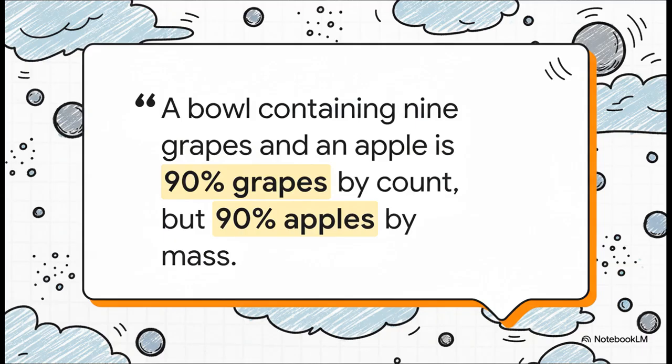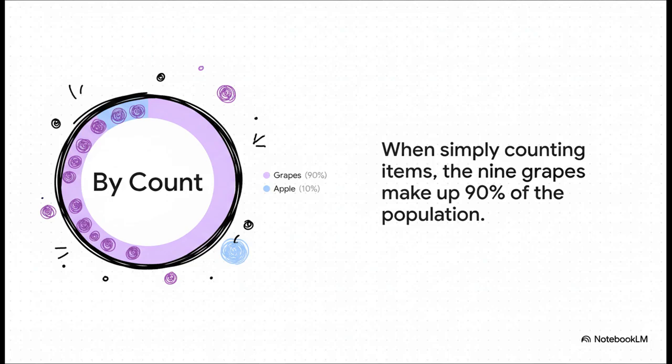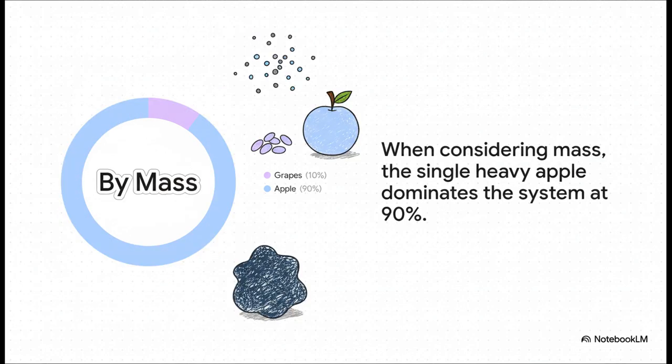Let's actually see what this looks like. So, if we're just counting items, it's dead simple. There are 10 things in the bowl. 9 of them are grapes. So, 90% grapes. By count, this bowl is overwhelmingly full of grapes. But now, look what happens when we change our perspective to mass. That one heavy apple totally dominates the system. The tiny grapes barely register. The whole distribution flips on its head.